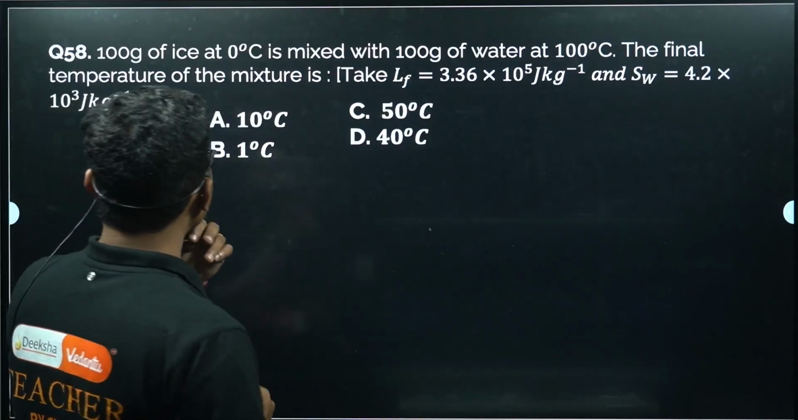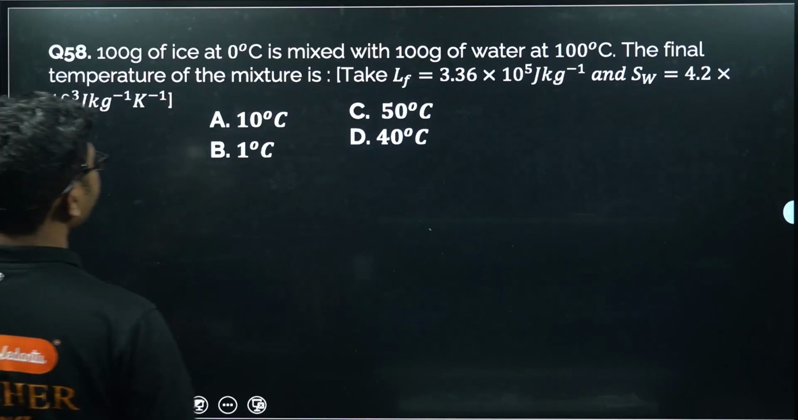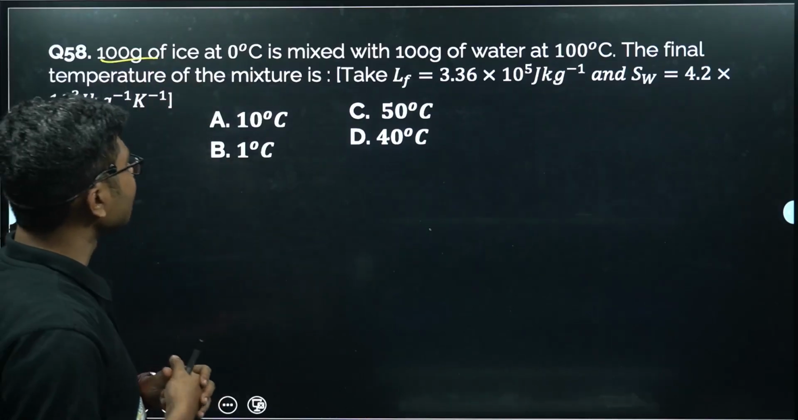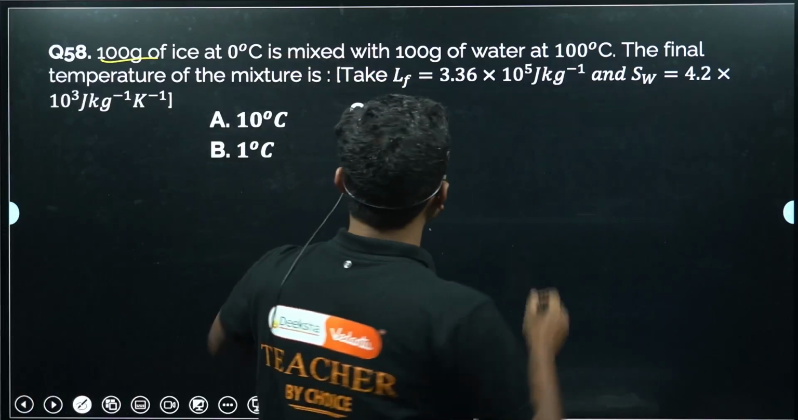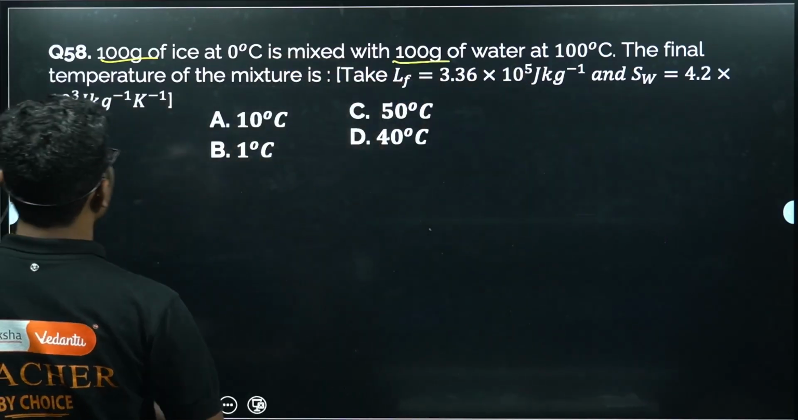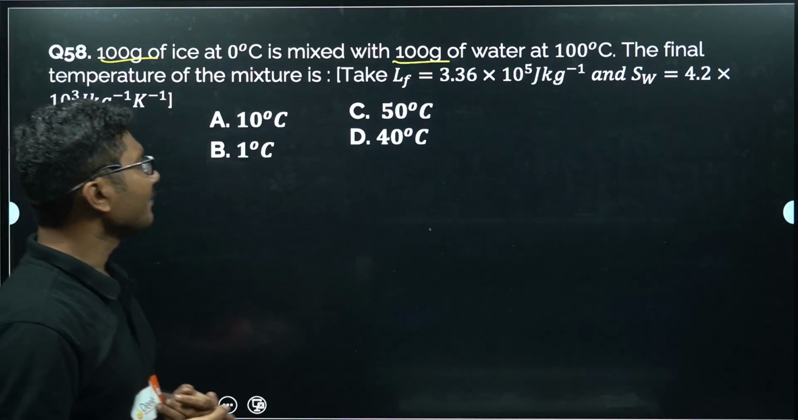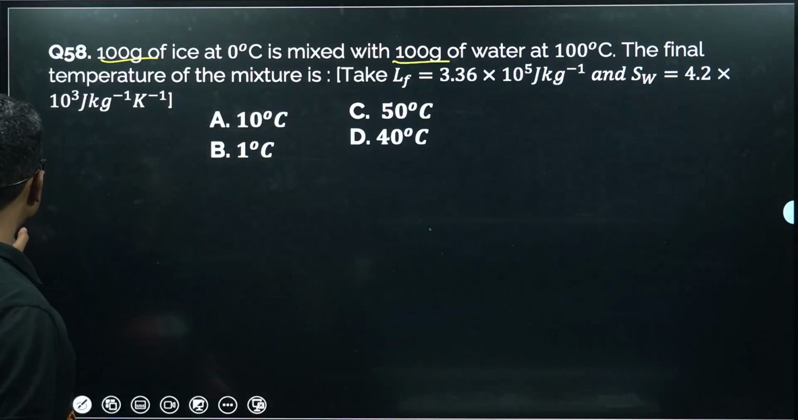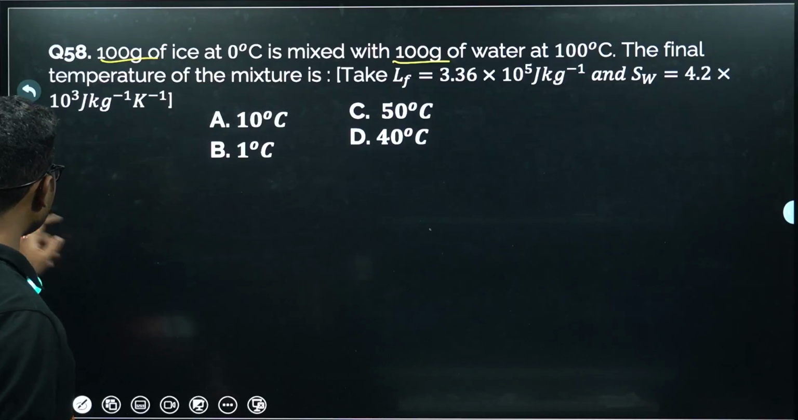100 gram of ice at 0 degree Celsius is mixed with 100 grams of water at 100 degree Celsius. The final temperature of the mixture is, take LF equals 3.36 times 10 to the power 5 joule per kg, etc. So this is also an easy problem but a little lengthy problem.